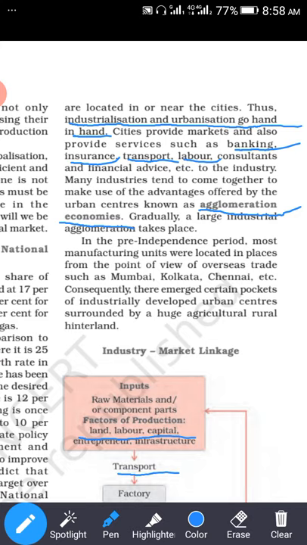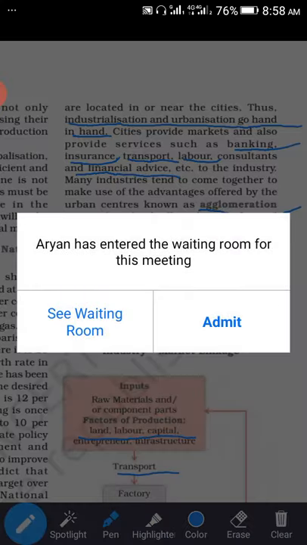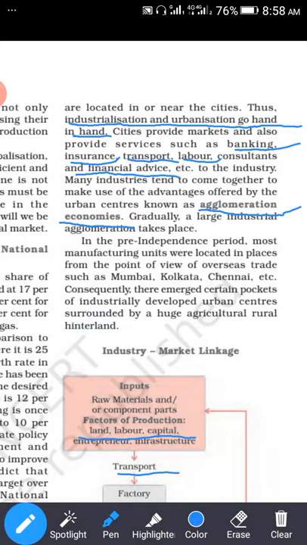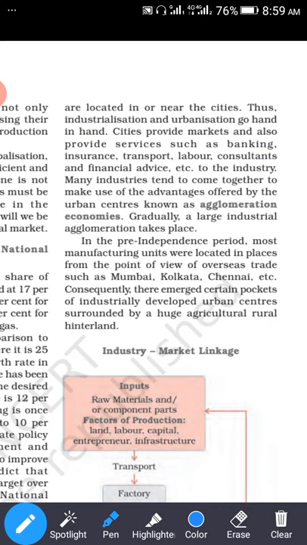Labor is already available. Then there are consultants, financial advice, everything available wherever industries need to be set up, or maybe in any urban center, these facilities are available. So when these facilities are available, these places are chosen by the industrialist to set up the industry, and the place will develop as an urban center. Obviously, due to industrialization, the place becomes an urban center. And in another way you may say, wherever the urban centers have these facilities, industrialists are attracted by them and set up industry.